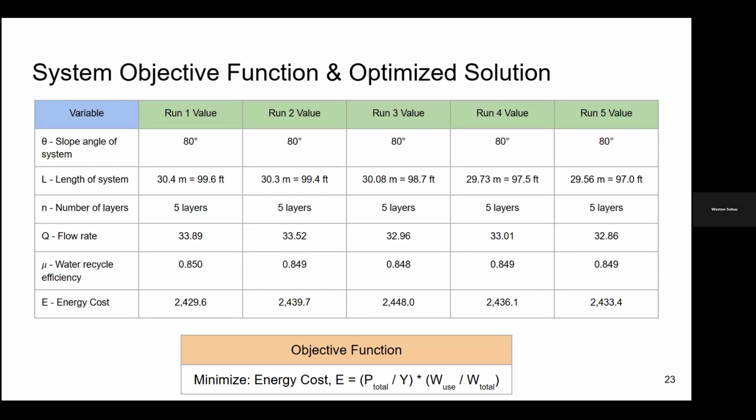Upon running the genetic algorithm for the full vertical farming system, we arrived at consistent results for 5 different runs. Each run produced a maximum theta of 80 degrees. It nearly maximized length at around 30 meters, and it maximized number of layers around 5. The flow rate was 33 or so. The water recycle efficiency was about 0.85. And the energy cost was minimized to be right around 2,400 for each trial.